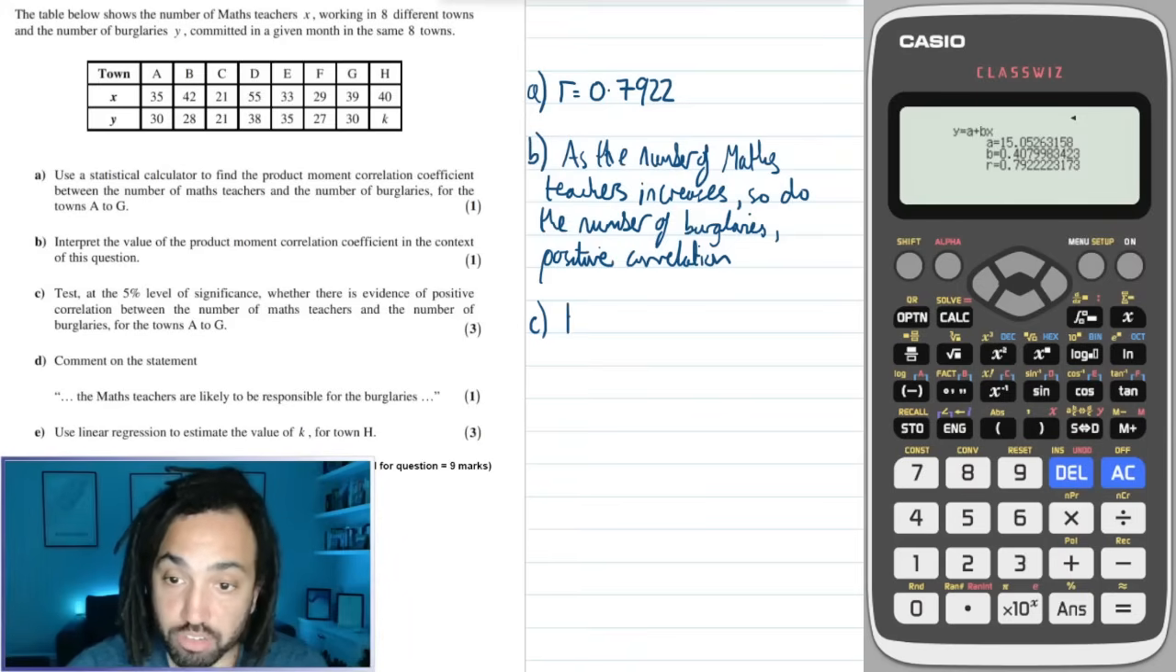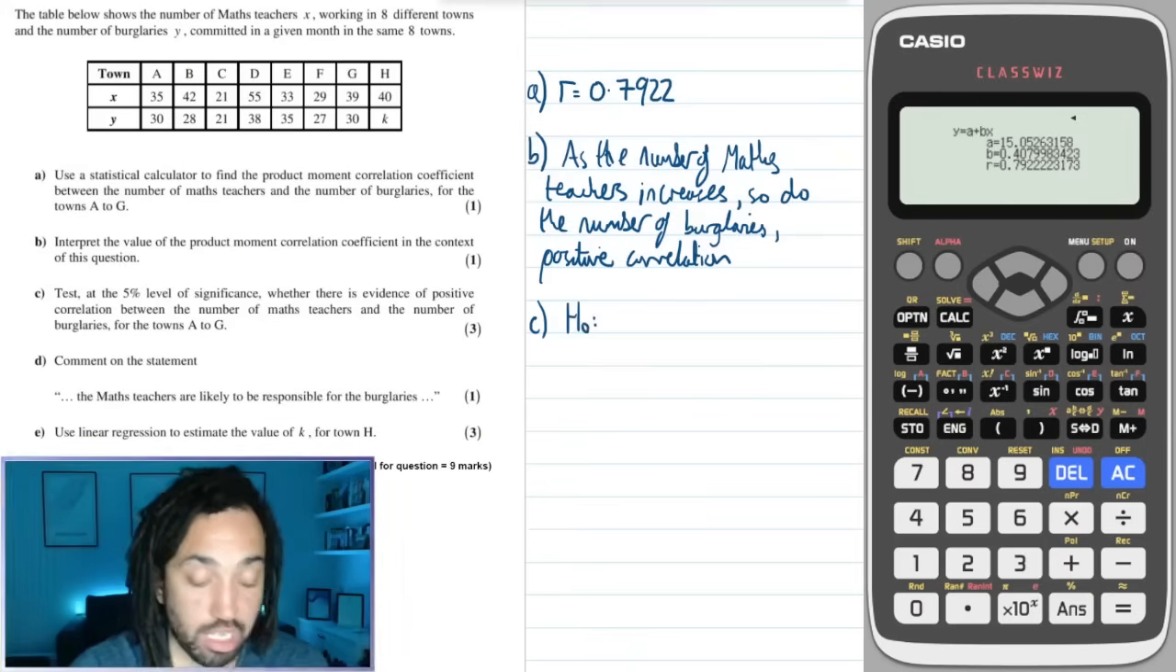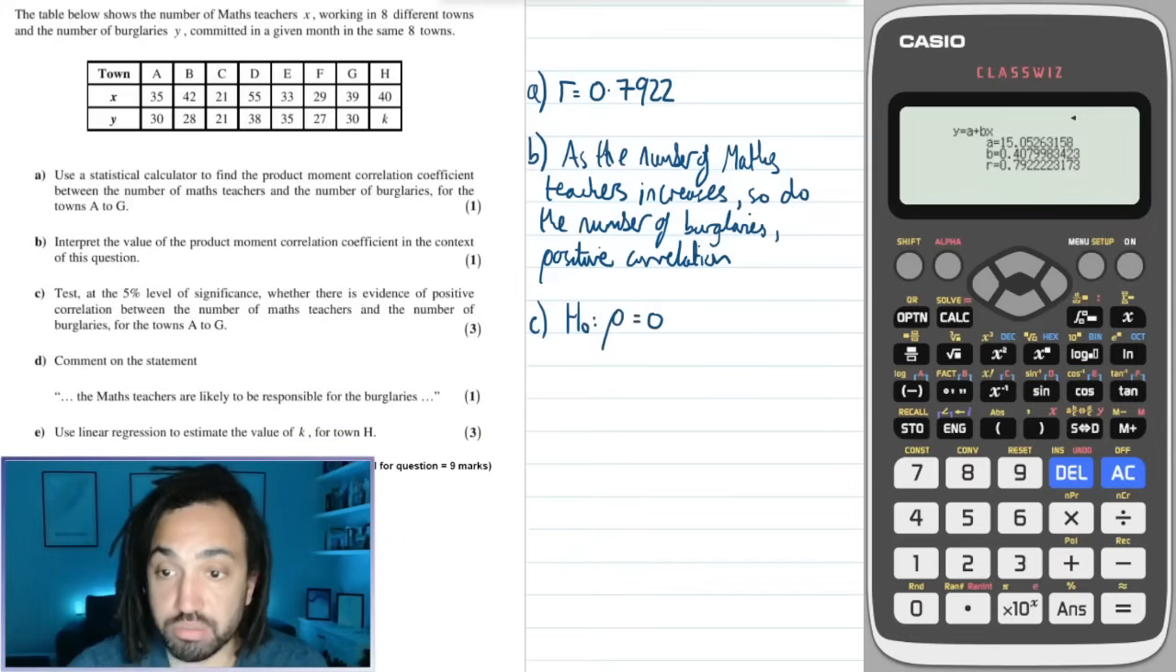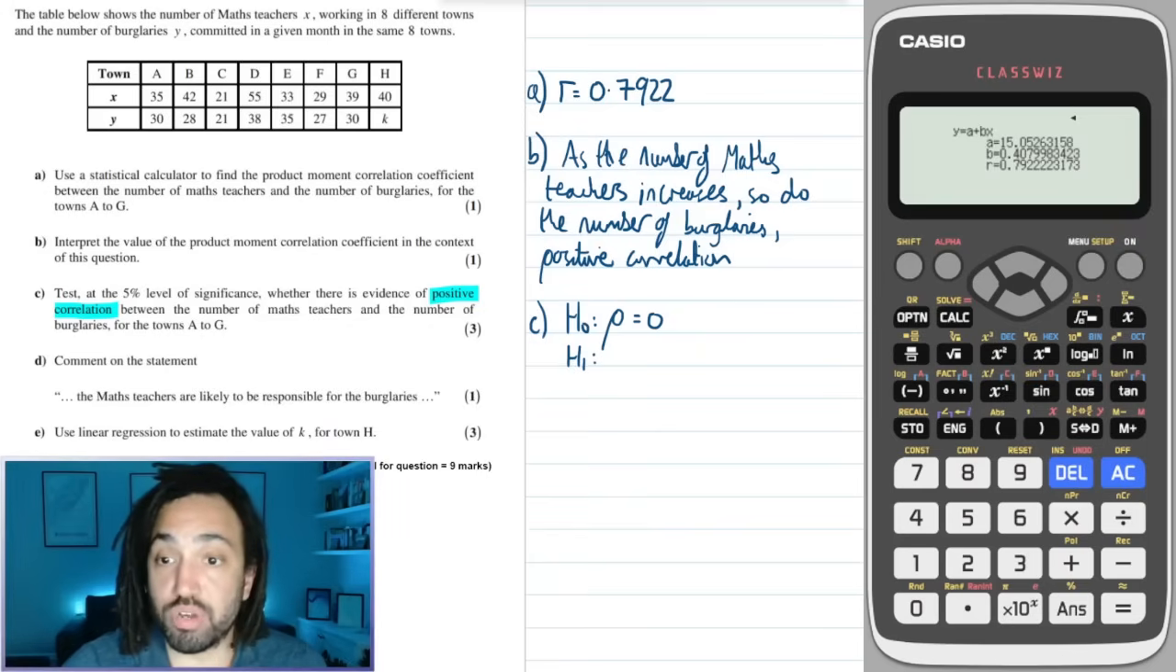Okay, part 3 asks us to do a hypothesis test for correlation. So we start that off by saying H0, and then we use the letter rho, which looks like a P, is equal to 0. That means there's no correlation. And we're testing here that there is a positive correlation. So therefore we need to say that the rho is greater than 0, like so.